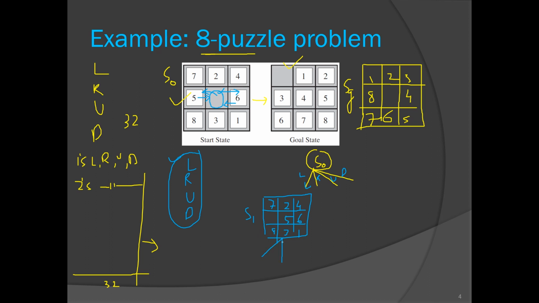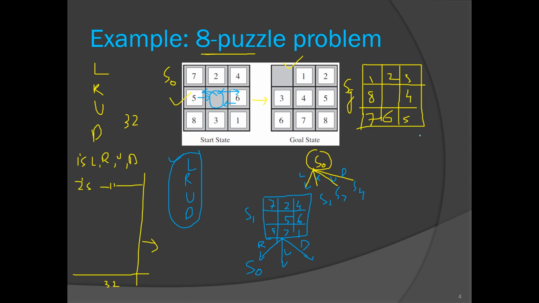Now from this S1 how many actions are possible? The blank space cannot move towards the left, so only 3 actions are possible: right, up and down. If I move this blank space to the right, I'll be getting S0 again, the same state. And if I take the other moves at S0, I will be getting S2, S3 and S4.